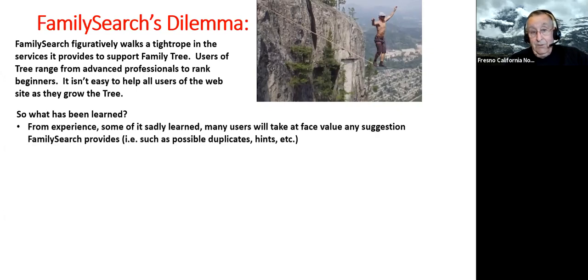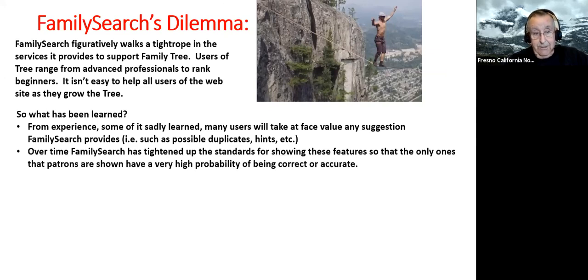And what they've learned is this: from experience, and a sad experience, they discovered that especially the rank beginners were more than happy to accept any suggestion that FamilySearch gave them as the gospel and do it. If FamilySearch said merge these two people, even though one was John Jones and the other one was William Smith, people would do it because, hey, FamilySearch said it's a duplicate. And so they had some real problems because of that. A lot of records became really mangled, and it was partly FamilySearch's fault for trying to be very generous in helping everybody.